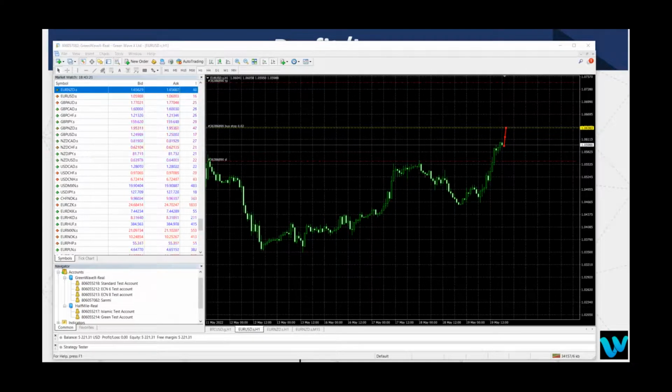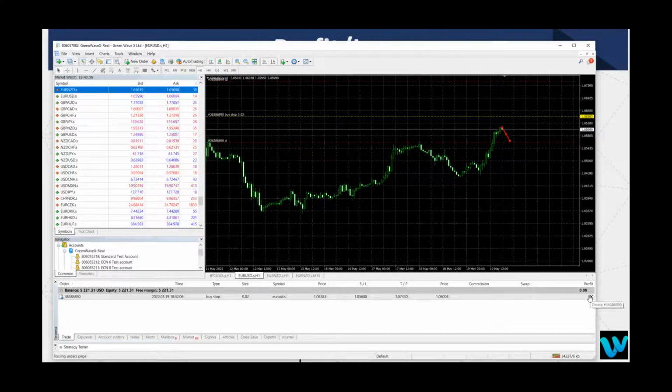Now, another one is, what about if you want to now buy at a lower price? Okay, you want price to come low. Let me close this one. You can delete this one. Just right click and delete, or you just come here and click delete here. Okay, it's not a trade, so I've deleted it.